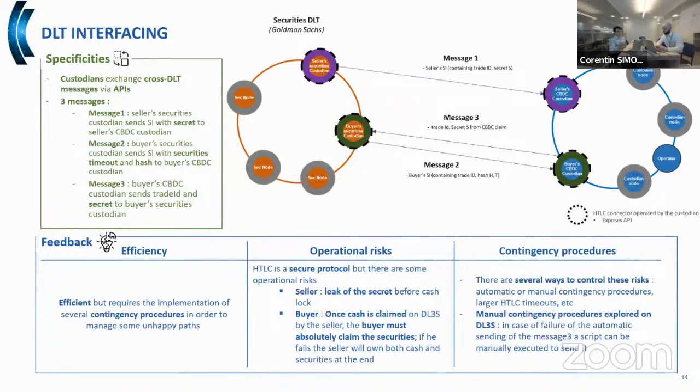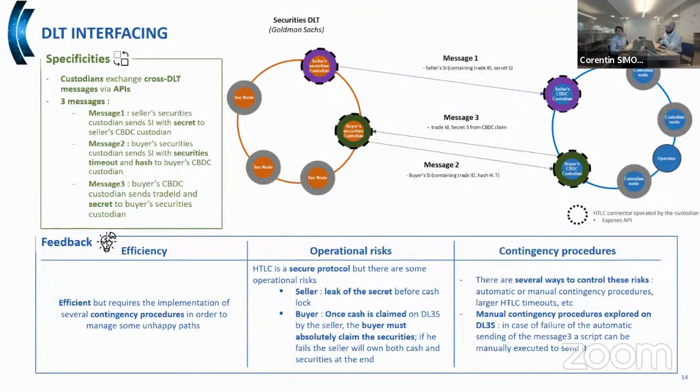Once cash is claimed on DL2S by the seller, the buyer must absolutely claim the securities. And if he fails, the seller will then own both cash and securities at the end. And in fact, and that will be our last point, there are several ways to control this risk. We can implement automatic or manual contingency procedures or set up a larger HTLC timeout to make sure the buyer will have enough time to claim securities.